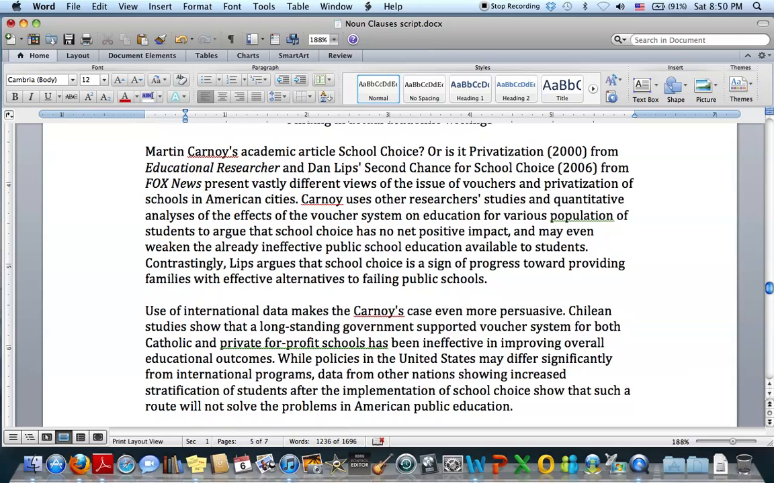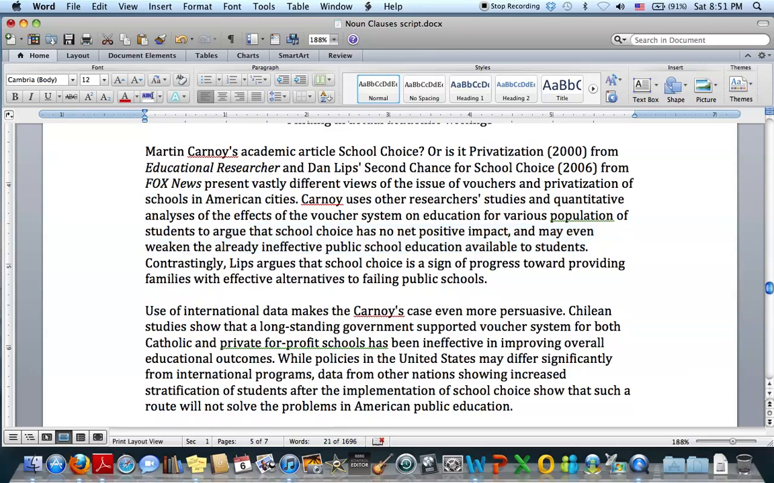Let's start here. Carnoy uses other researchers' studies and quantitative facts in education for various populations of students to argue that, whoa, hey, here we go, argue. All right, we're arguing right here. Arguing, that's similar to the word say or state. And immediately after it, look at this. We have that. And that's exactly what we have going on here. Here is our first noun clause. Carnoy uses this to argue that school choice has no net positive impact, blah, blah, blah, blah, just like that.